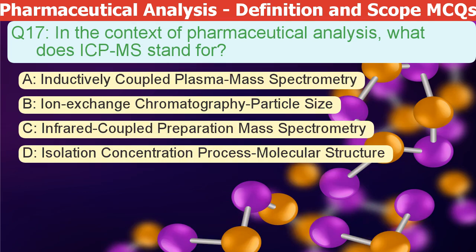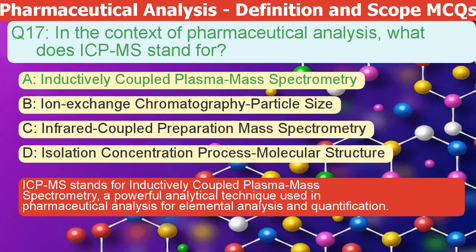In the context of pharmaceutical analysis, what does ICP-MS stand for? A. Inductively coupled plasma mass spectrometry. B. Ion exchange chromatography particle size. C. Infrared coupled preparation mass spectrometry. D. Isolation concentration process molecular structure. The correct answer is A. ICP-MS stands for inductively coupled plasma mass spectrometry. It is a powerful analytical technique used in pharmaceutical analysis for elemental analysis and quantification.